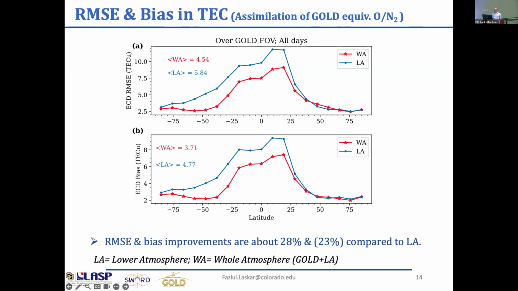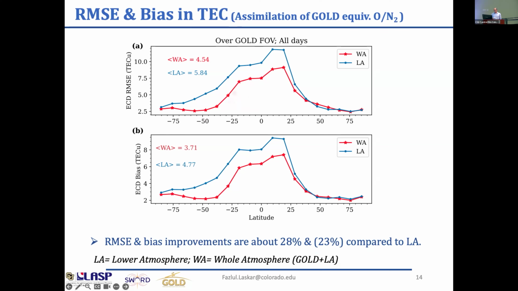TEC observations. This is TEC from the truth state, and we compared it with the lower atmosphere only assimilation and the whole atmosphere assimilation. You can see clearly that lower atmosphere only assimilation has bigger RMS errors, and when we include the GOLD observations, it gets smaller. The biases have pretty much similar changes, or similar improvements. It was about 25% improvement compared to lower atmosphere.